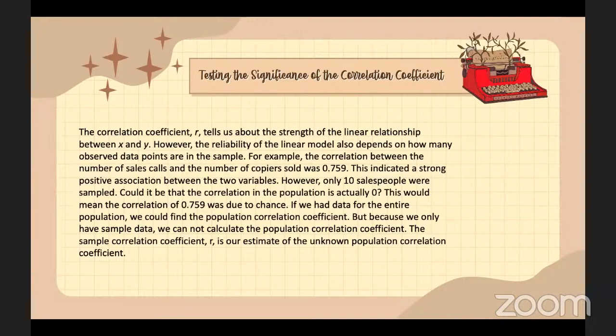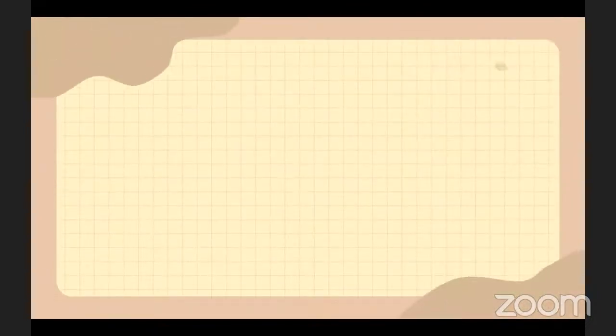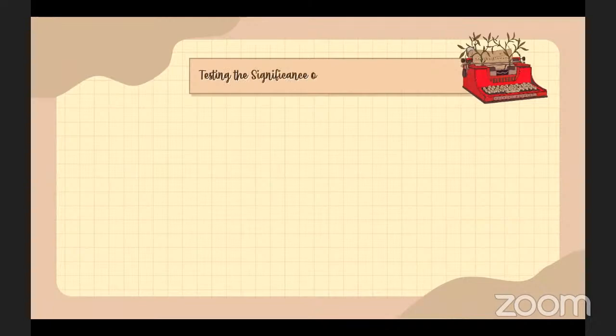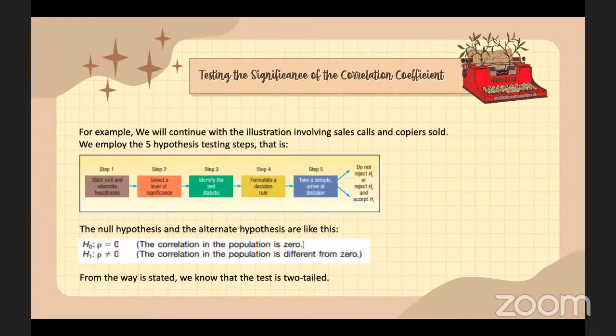If we had data for the entire population, we could find the population correlation coefficient. But because we only have sample data, we cannot calculate the population correlation coefficient. The sample correlation coefficient, or r, is our estimate of the unknown population correlation coefficient. We now perform a hypothesis test of the significance of the correlation coefficient to decide whether the linear relationship in the sample data is strong enough to use to model the relationship in the population.